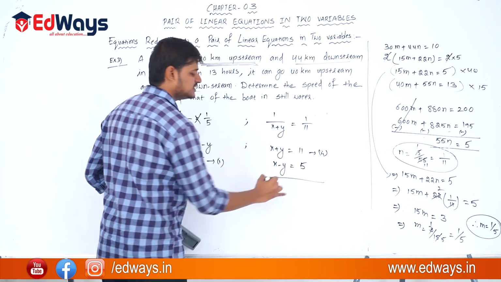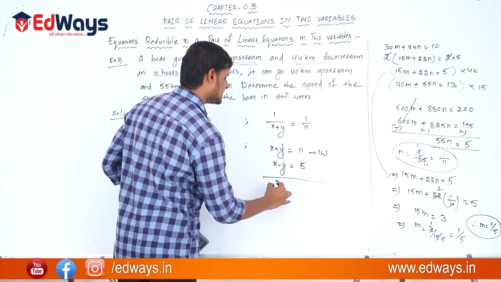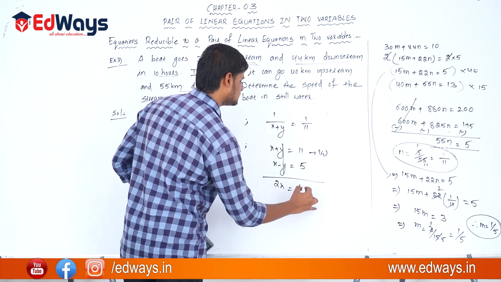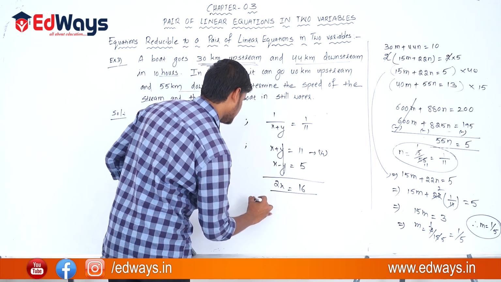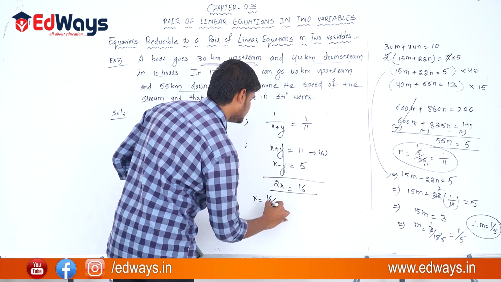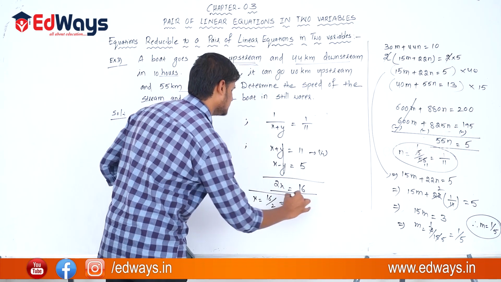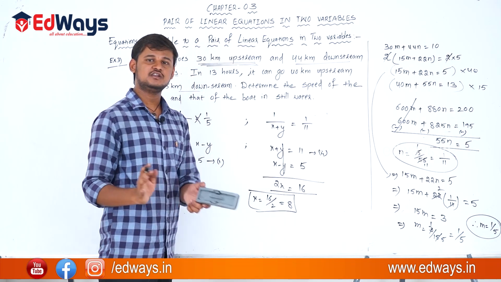If I add these two equations, the minus y and plus y will get cancelled. 2x is equal to 16, x is equal to 16 by 2, that is 8. So I got the x value as 8.